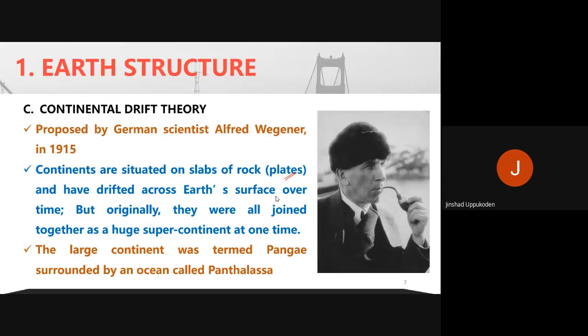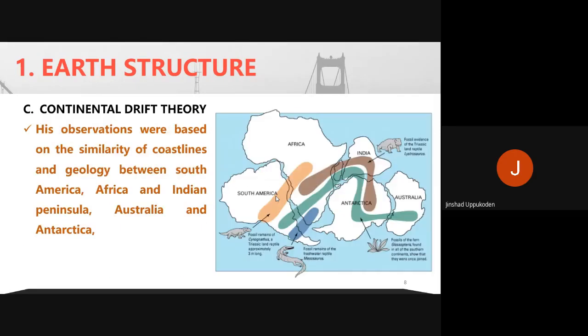We call it the continental drift theory. Even though it is not exactly true, a large part of his findings were true to some extent. He based his observations on the similarities in the coastlines of South America, Africa, India and Antarctica. Looking at these coastlines, it seems this entire mass was one and then split apart.